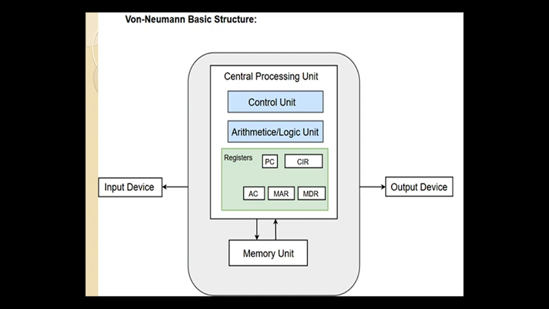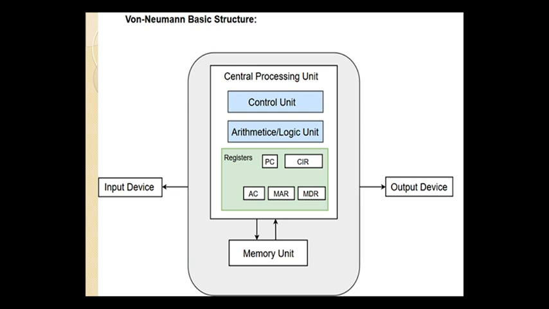Control unit of a computer system controls the operation of components like ALU, memory, input-output devices. Control unit consists of program counter that contains the address of instructions to be fetched and an instruction register into which instructions are fetched from memory for execution.